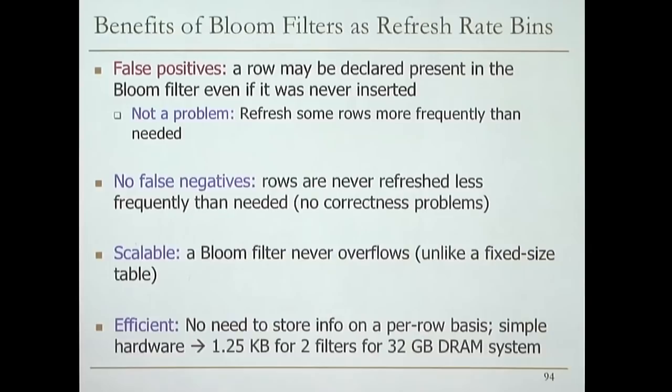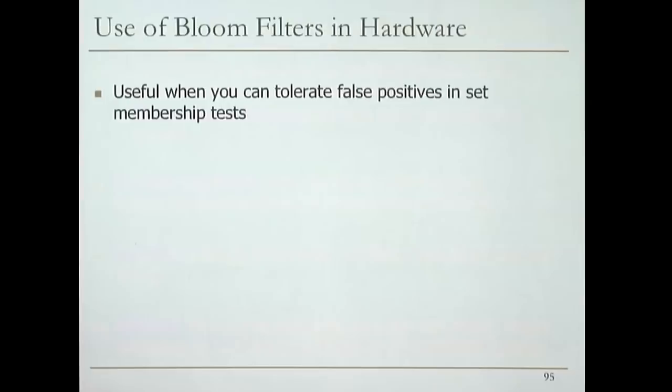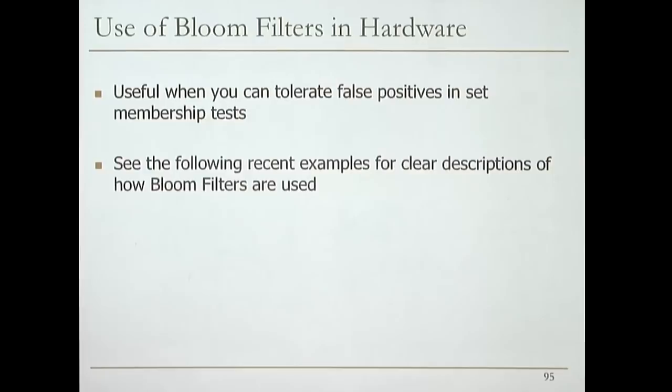There's no need to store info on a per row basis. And the paper has this analysis, basically. You can get away with very small hardware costs for a 32 gigabyte DRAM system. OK, we've already discussed this. So I think hopefully you've understood what Bloom filters are.